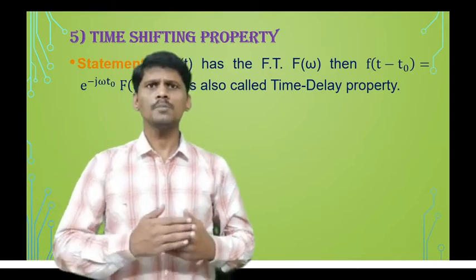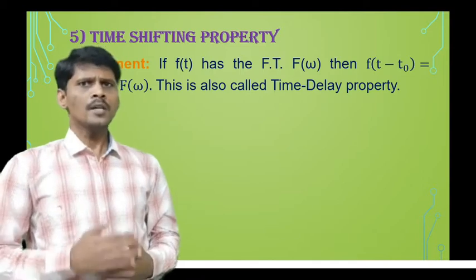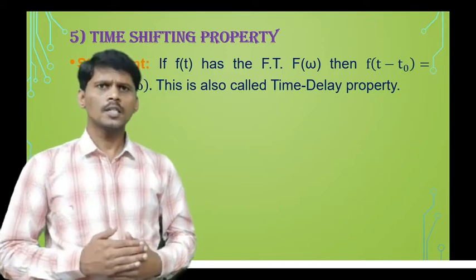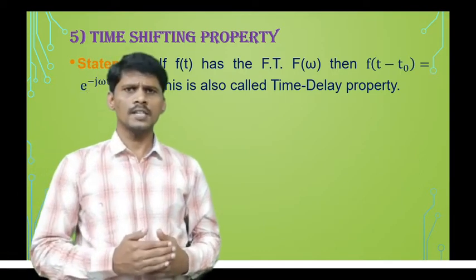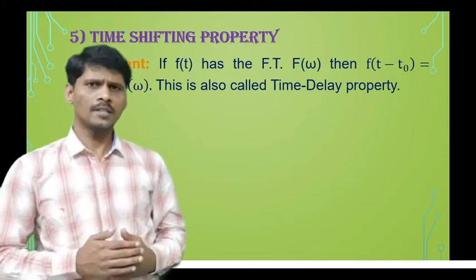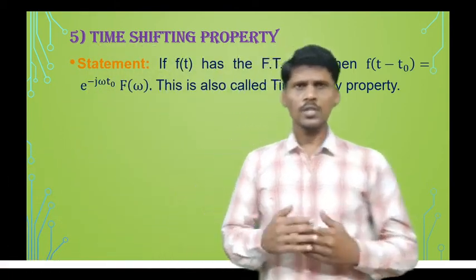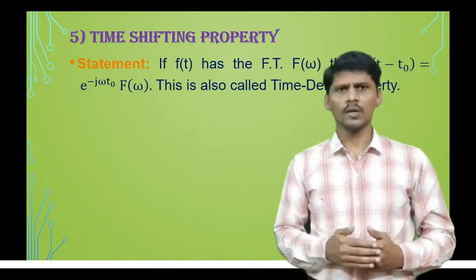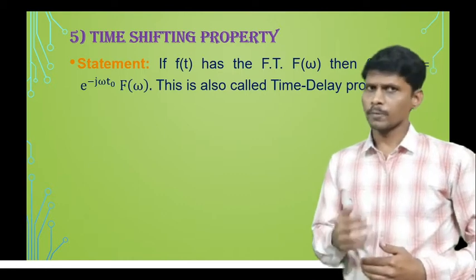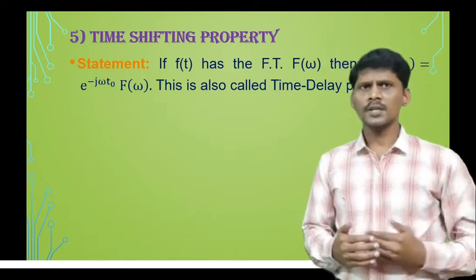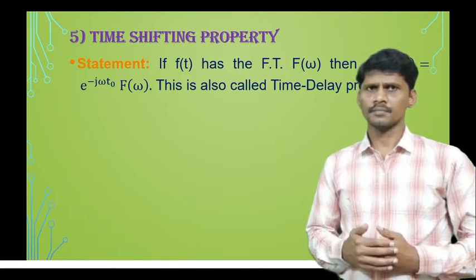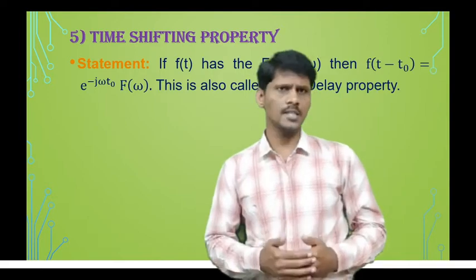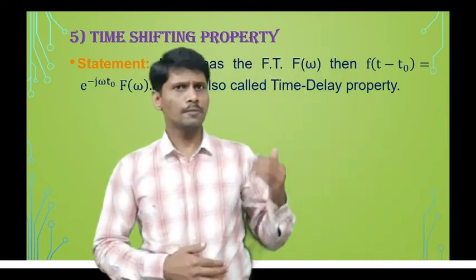The statement of the time shifting property is: if the Fourier transform of f of t is F of omega, then the Fourier transform of f of t minus t naught is e power minus j omega t naught into F of omega. This property is also called the time delay property. f of t minus t naught is a right shifted signal. What is the shifted amount here? t naught is the shifted amount, where t naught is an integer, that is 1, 2, 3, 4 like that.